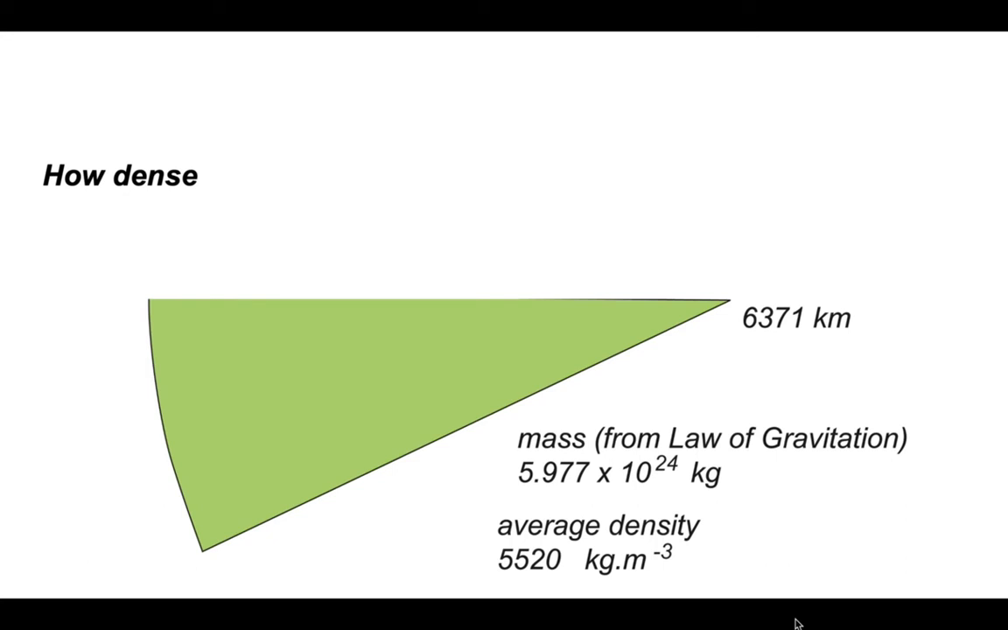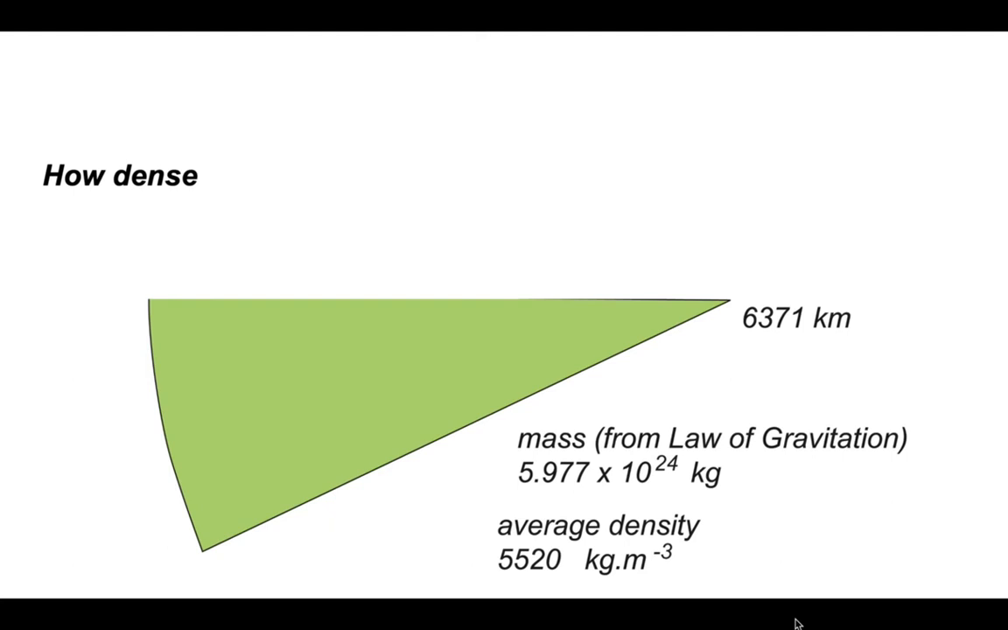And through experimentation, we can therefore estimate the mass of the Earth as being slightly less than 6 times 10 to the 24 kilograms, which is a very large number, but of itself is not particularly interesting. The interesting part of this arises when we divide this mass by the volume of the Earth to find the average density. And that comes out at 5,520 kilograms per meter cubed.